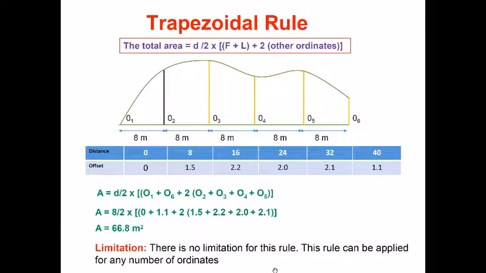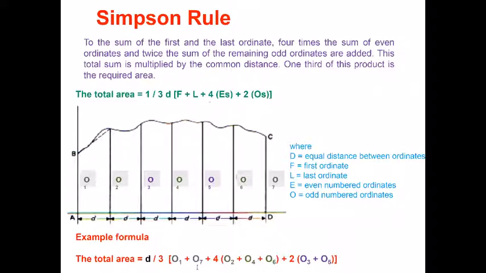So there is no limitation for this rule. The rule can be applied for any number of ordinates. They mention it over here because the next method that we are studying is for a specific number of ordinates. So it has a limitation, and we'll see what that limitation is.